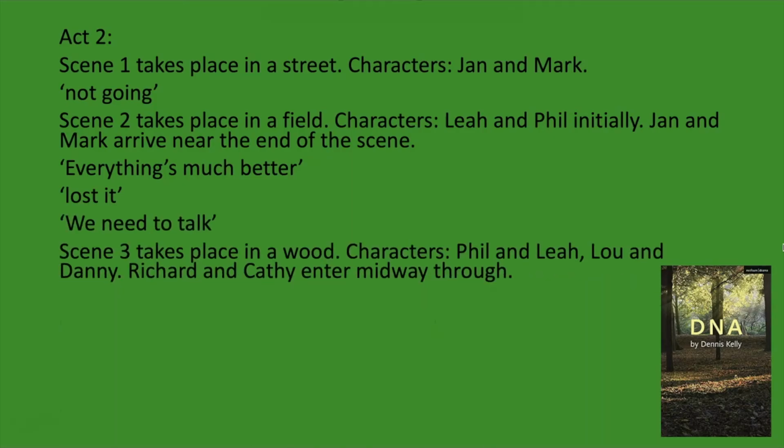Scene 3 takes place in a wood. The characters are Phil and Leah, Lou and Danny, and then Richard and Kathy enter midway through. Danny explains that an actual postman matching the description of the one invented by Phil has been found and is being questioned in connection with Adam's disappearance.